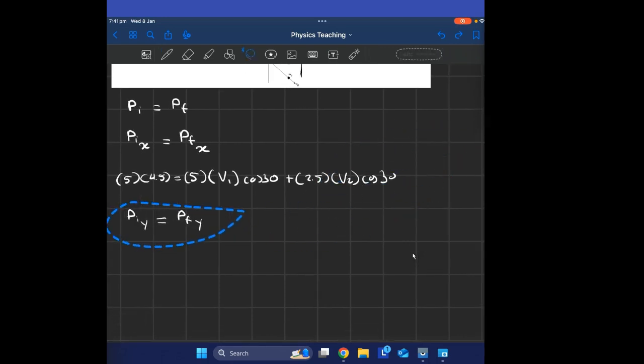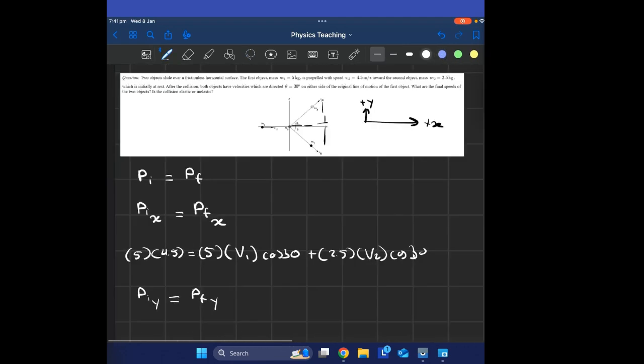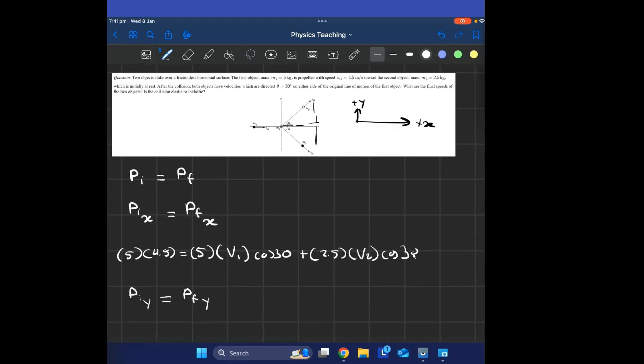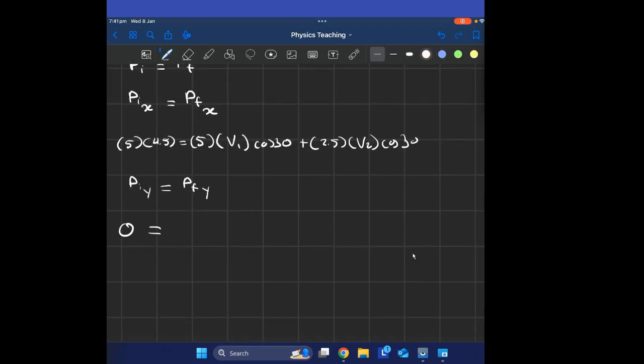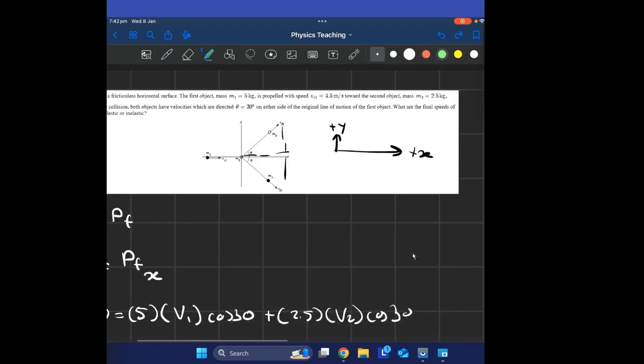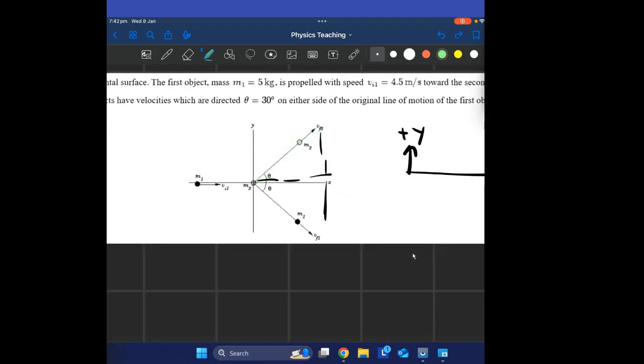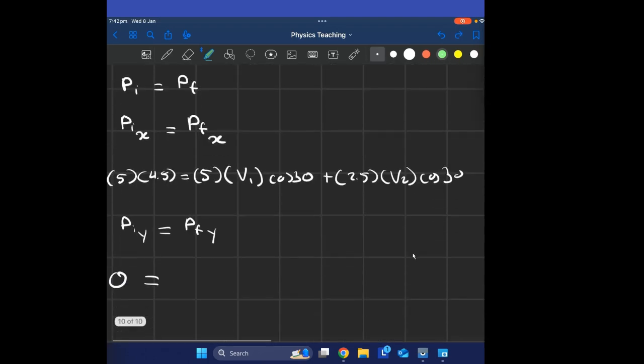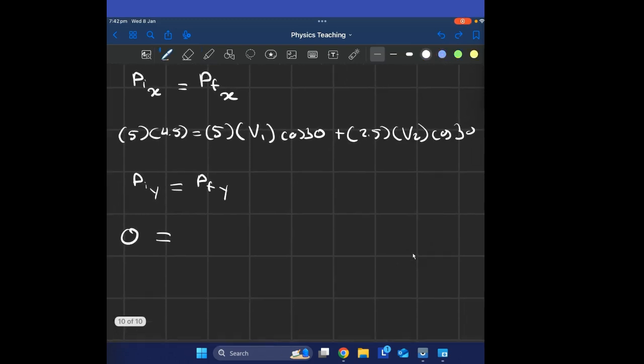Just one equation. Now we're going to do the y's. On the y, the initial momentum of the y is 0, because this is the y direction and initially there's no y direction movement here, right? So it's just straight going to be 0. And the final y direction, we need to find the vertical component of this and this. For m1 first, m1 is 5 and so it's going to be 5 v1 sine 30.